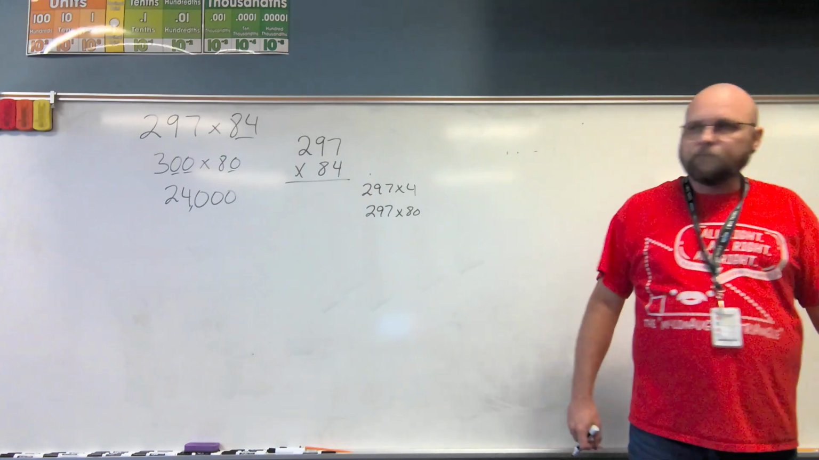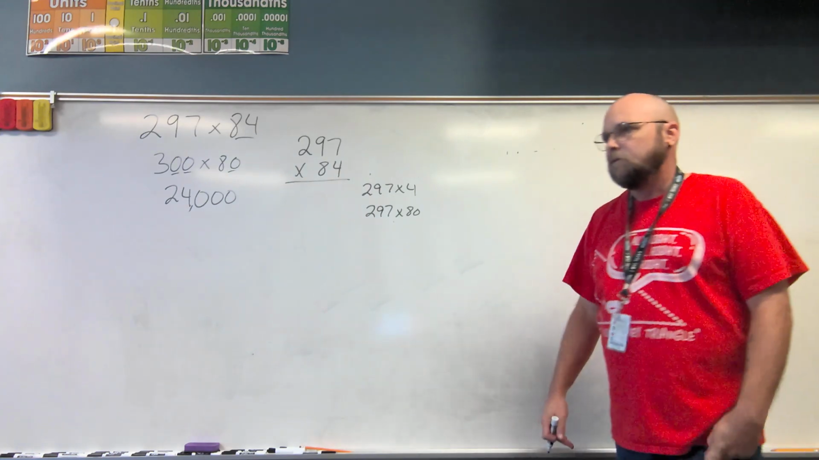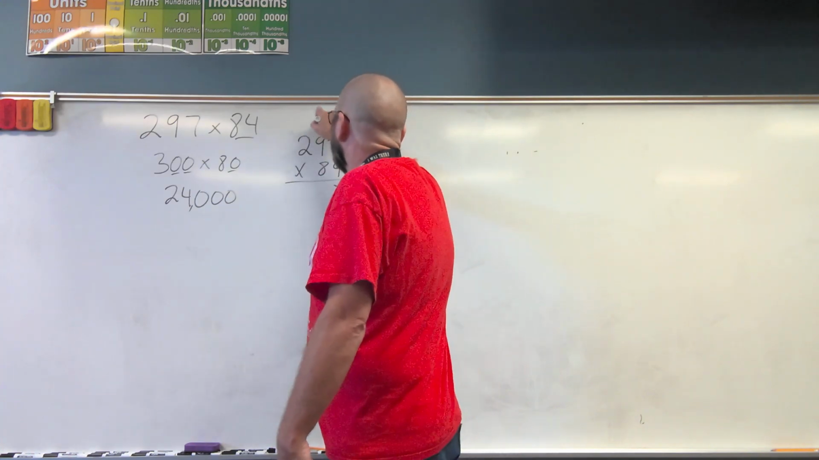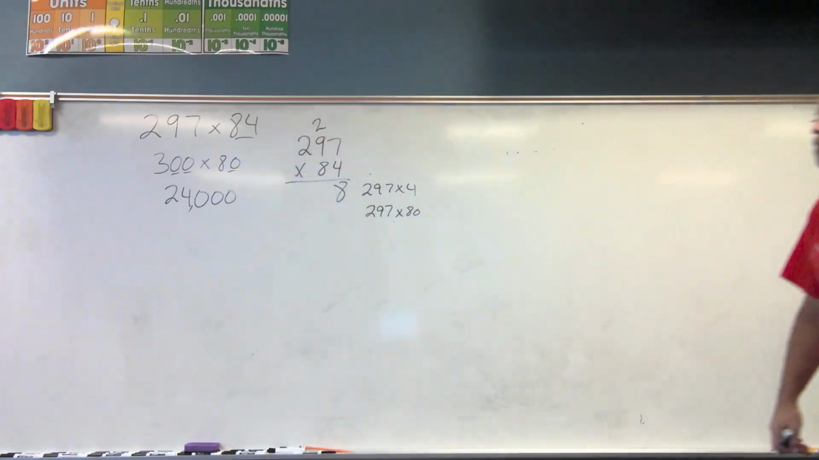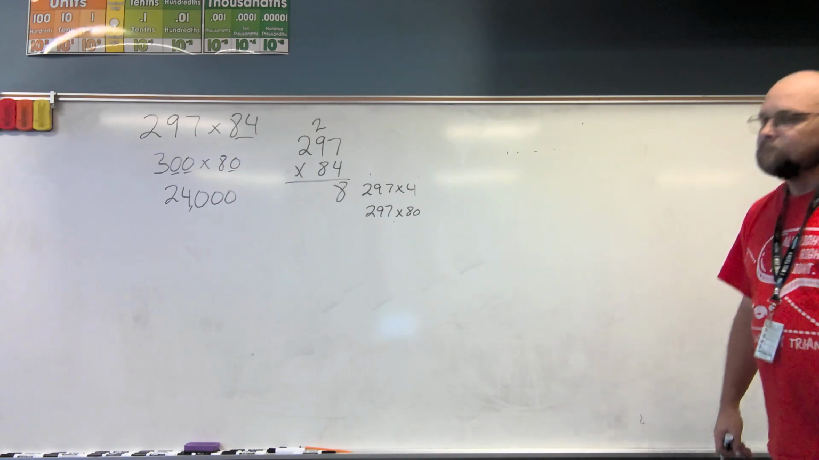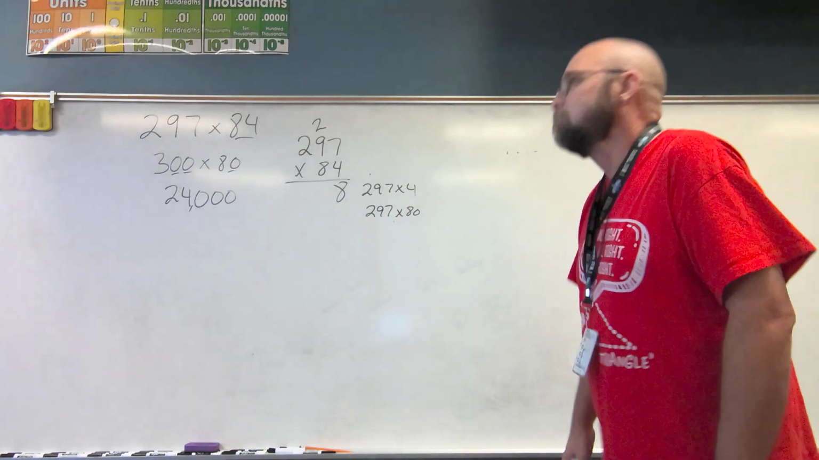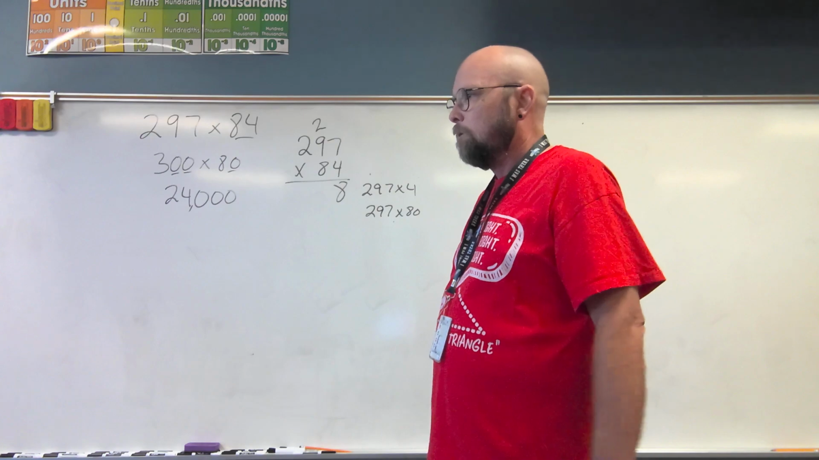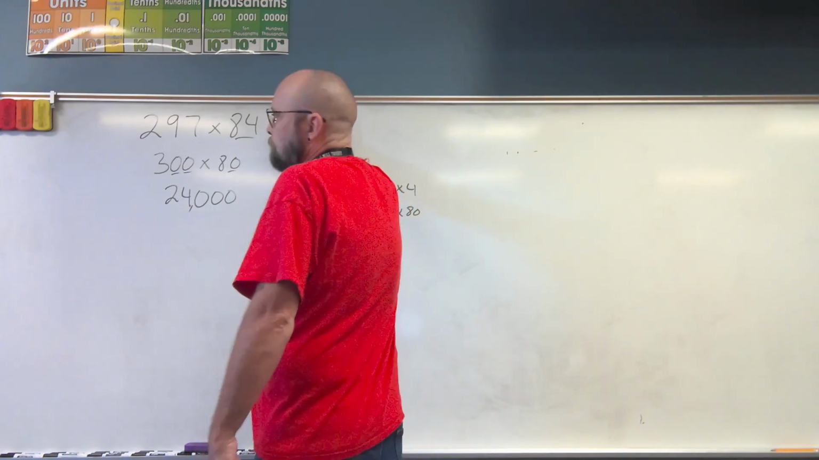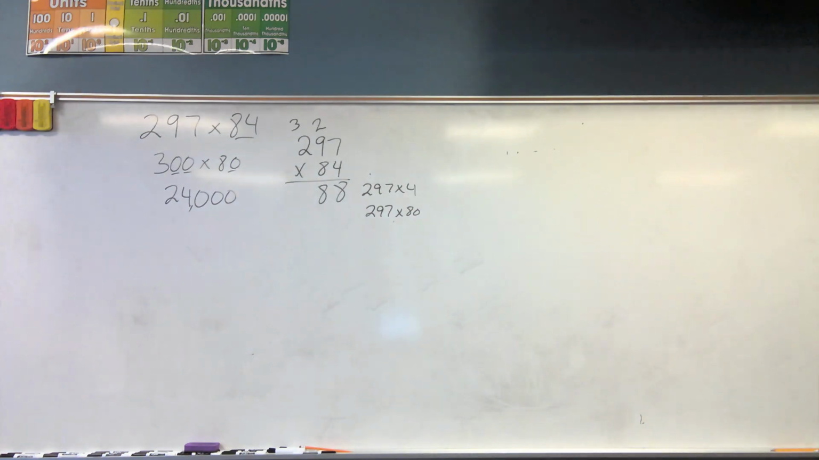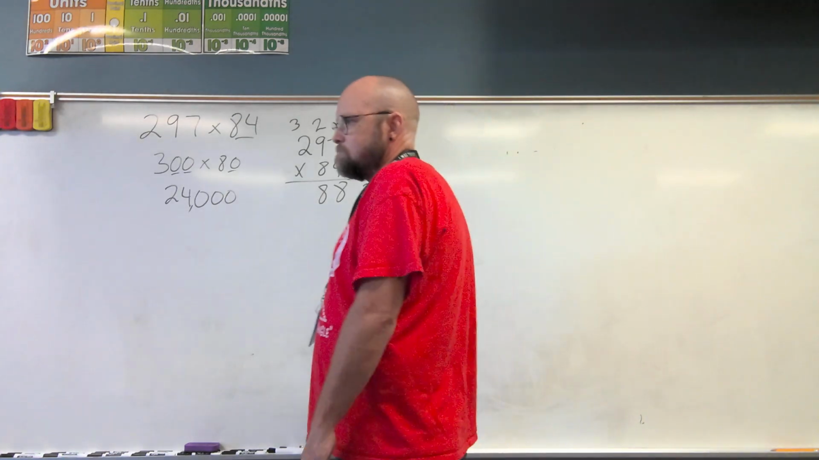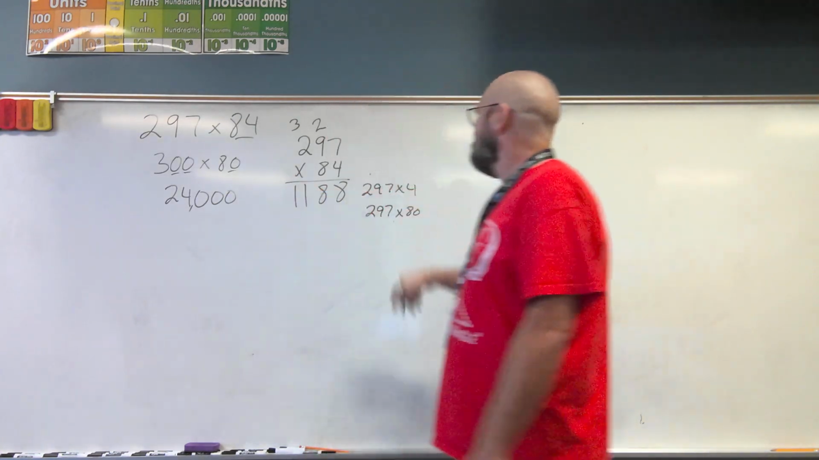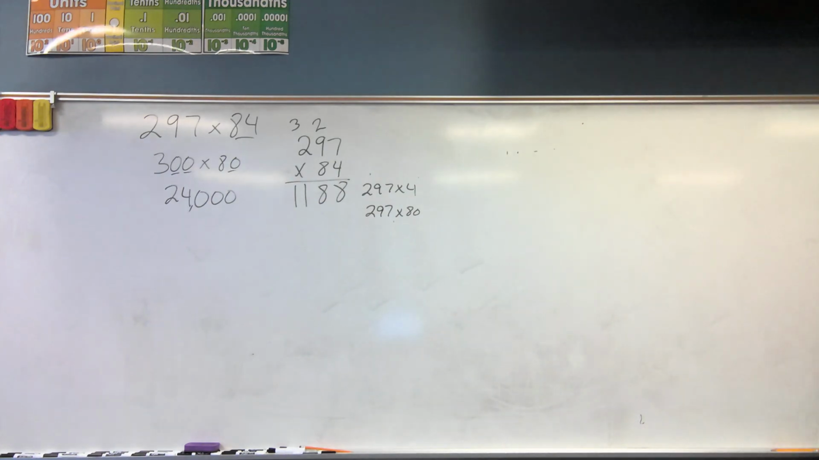What's 4 times 7? 28. I'm going to ask you every one of them now. Ian, 4 times 9? 36. 36, plus the extra 2 we regrouped, 38. So 38 tens, or 300s, and 8 tens. 4 times 2, Ian? 8. Plus the extra 300s is 11. So 297 times 4 is 1,188, as long as I did my math right and my good man Ian did it right.